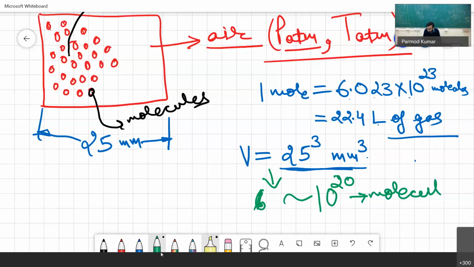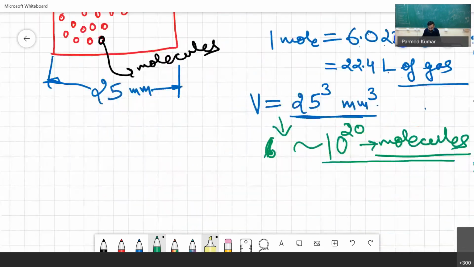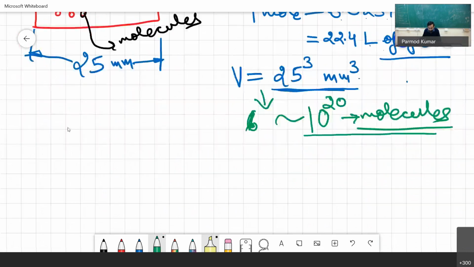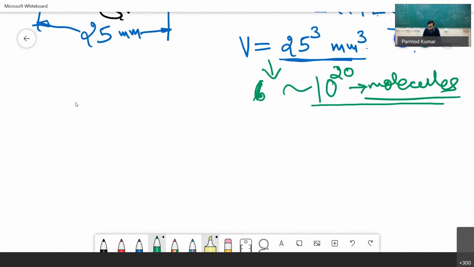Okay. So now you can think of 25 mm as a very, very small sized container. 25 mm is equal to 2.5 centimeter. So if we have a cube with a side of 2.5 centimeter, and some gas is filled, what we have is something close to 10^20 molecules of gas inside that container. So this is what you can see from here.